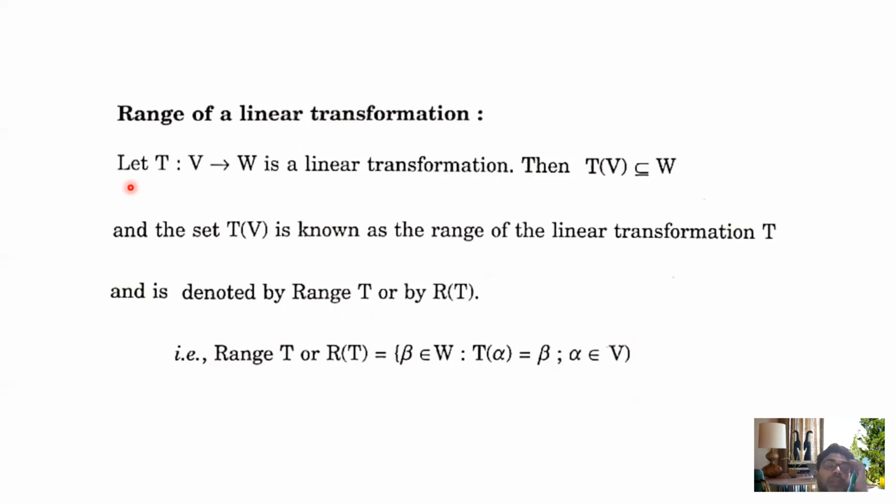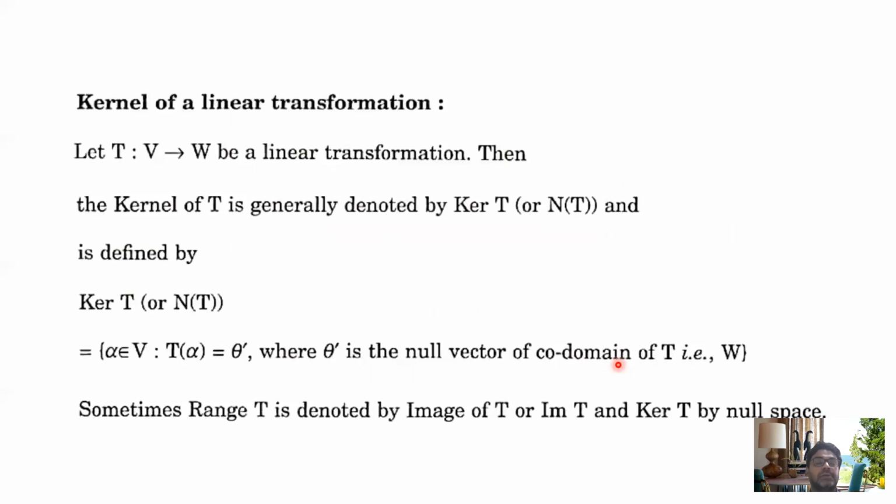I repeat once again. Let T: V→W be a linear transformation, then T(V) is a subset of W. This set T(V) is known as the range of the linear transformation T, and it is denoted by range T or R(T). This range of T is defined as the set of β belonging to W such that Tα is equal to β. So you have to identify those β that you get from Tα, where α belongs to V. I'll give some questions, then you can understand automatically.